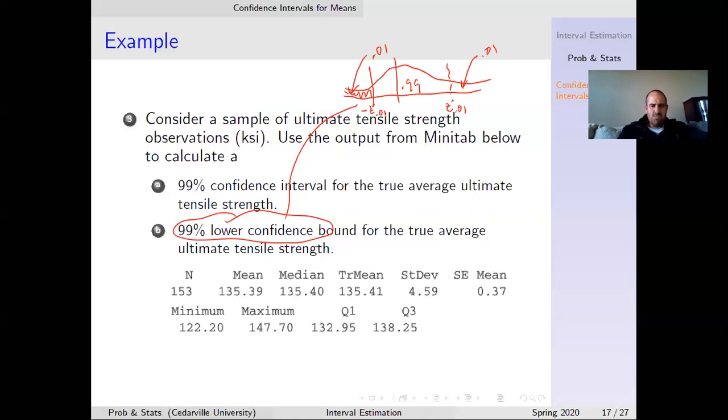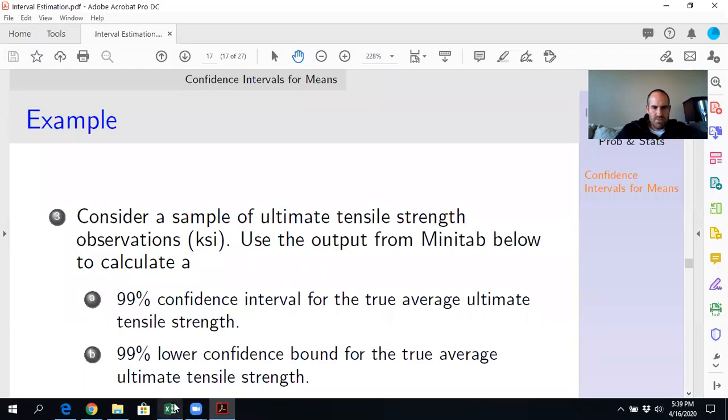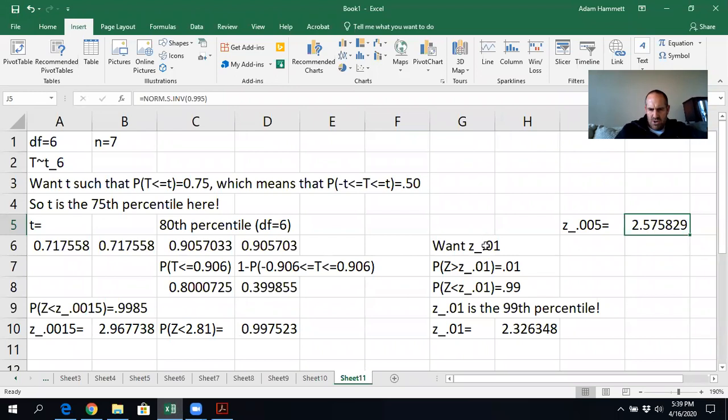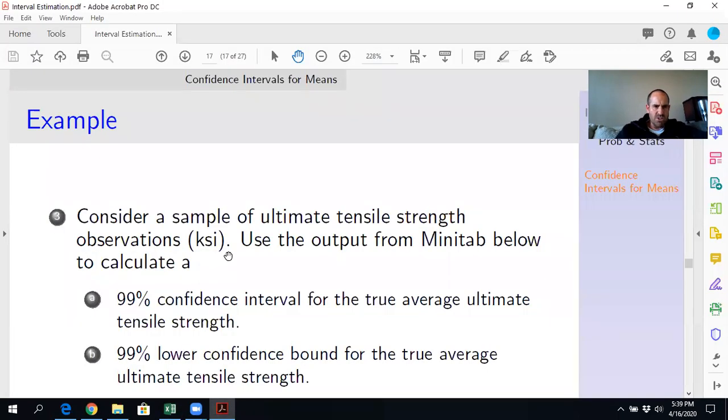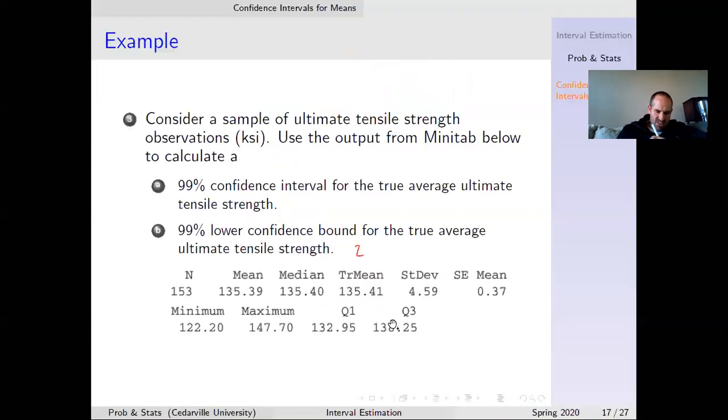Okay, did we compute z sub 0.01 before? If not, we can definitely do that. Z sub 0.01 means that there's 99% below that. We could definitely do that over in Excel to sort that out. Let's see. Do I have a z sub 0.01 somewhere? Yes, it's right here, and it's 2.33. Z sub 0.01 is 2.33. We computed that before, so we're good to go.